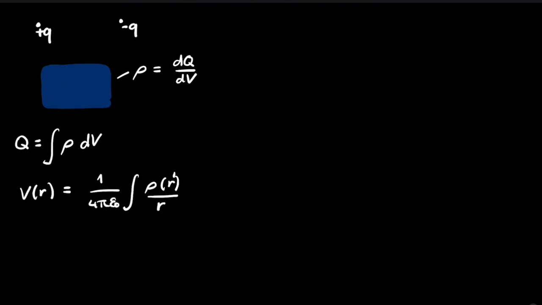Now the distance is actually going to be, rather than just simply the radial distance R, we need the distance between the integration variable R dash and the normal position variable R. So we need this square distance right here. In some textbooks I think they use a script R, which looks a little bit like this.